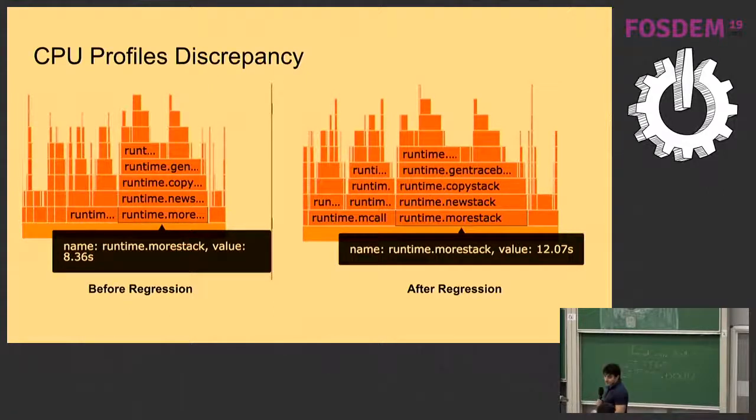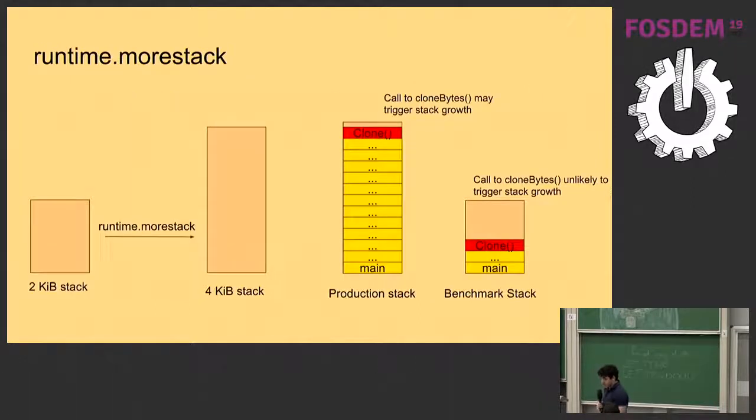Humans just make mistakes. And there actually was a pretty big difference in this one function called runtime.morestack. But we're like, oh, that's a runtime function. Runtime's always correct. Can't be my fault. Turns out that wasn't true. So we dug into this, tried to figure out what this function does. And it turns out in Go, every goroutine starts with a 2 kilobyte stack.